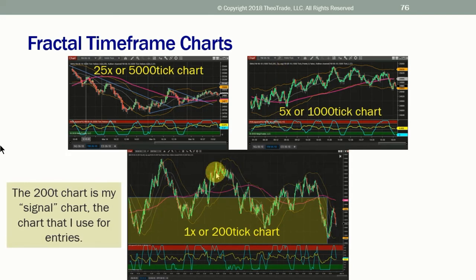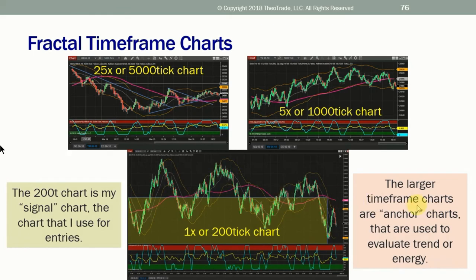ATR is average true range. That's how much on average it's moving during the day. So the larger time frame charts are anchor charts that are used to evaluate trend or energy. And I'll show you how I use those.